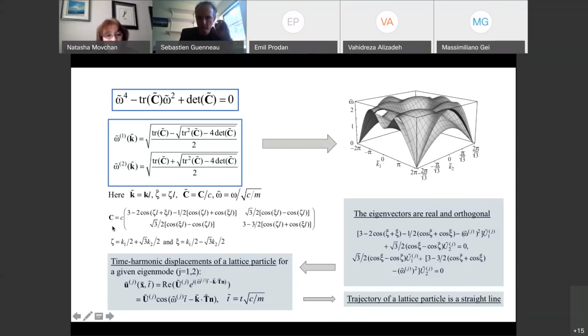Now, here is the expression for the stiffness matrix, which is written down here. This stiffness matrix depends on K1 and K2 as well. Now, we can see that, unfortunately, on this picture you can't see what happens near the origin.